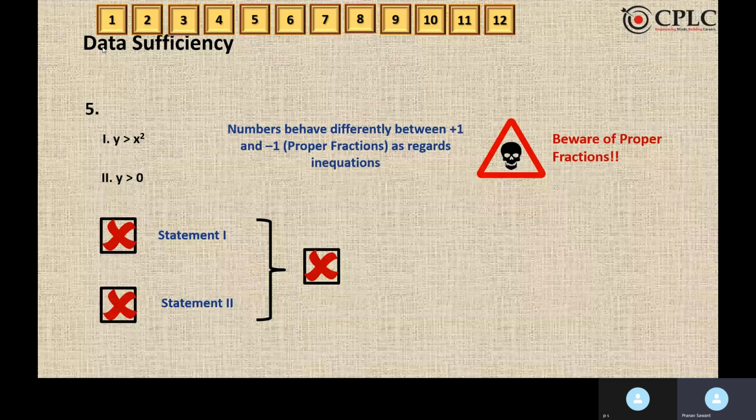Numbers behave differently between +1 and -1. Proper fractions matter in equations. So option 5 will be the answer to this question.